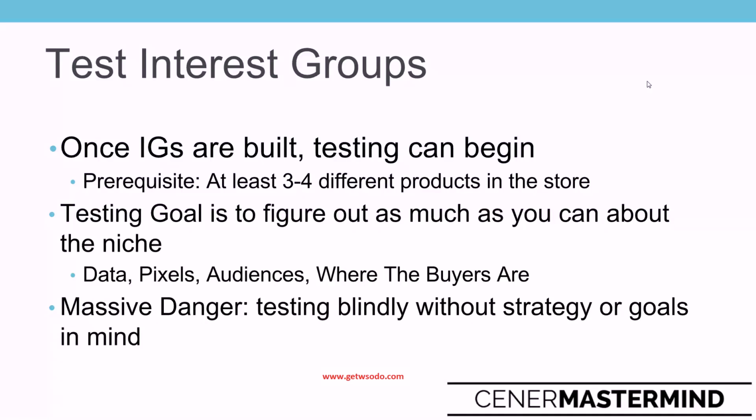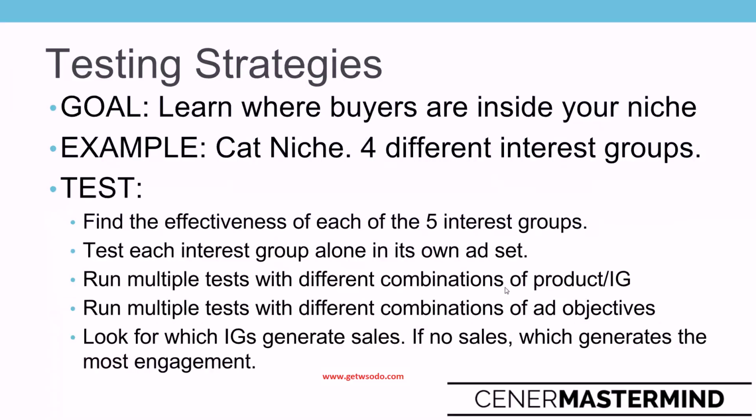And there's a massive danger here. That danger is testing blindly without strategy or goals in mind. Right? If you test without a strategy or without a goal in mind, then you're basically just throwing money at the wall. And you know, we'd all love to launch our first product and make $100,000, but likely it's not going to happen. We need to have a strategy, and the strategy and the goal is to figure out where the buyers are, right? Our main goal, again, where are the buyers inside the niche? What interest groups contain buyers, right? That's invaluable information. That is priceless information. I mean, we would build a massive business off of that information.